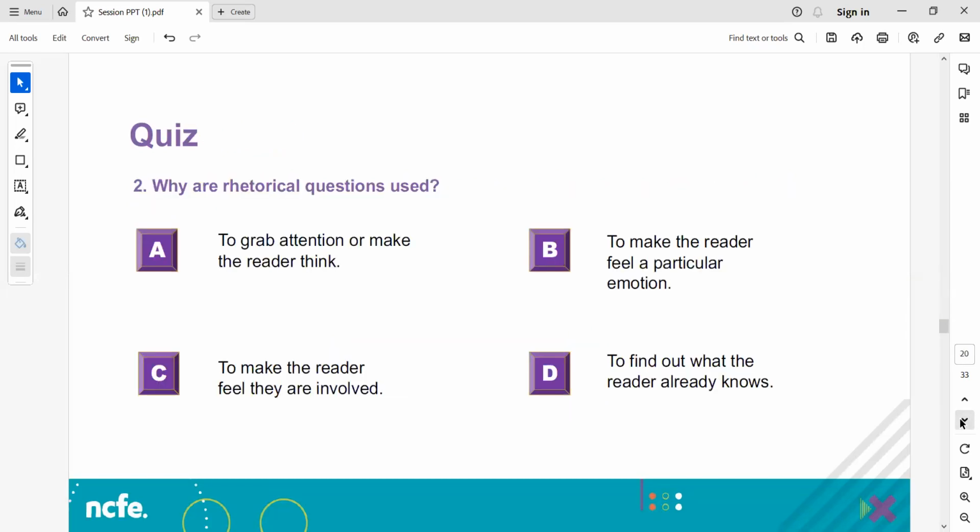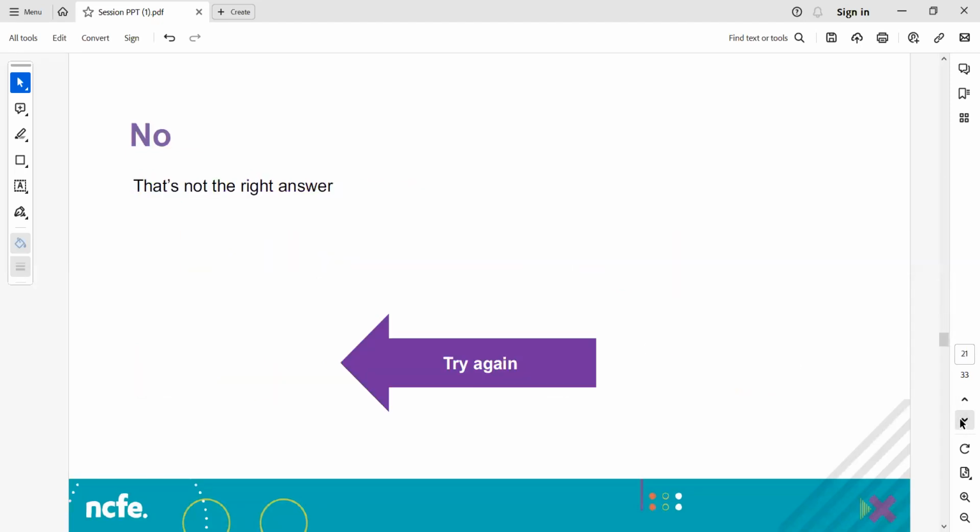Okay. So why are rhetorical questions used? To grab attention or make the reader think, to make the reader feel a particular emotion, to make the reader feel they are involved, or to find out what the reader already knows. So why do writers use rhetorical questions? To grab attention and make the reader think. Excellent. Good. So it's the first answer, A. To grab attention, to make the reader think.